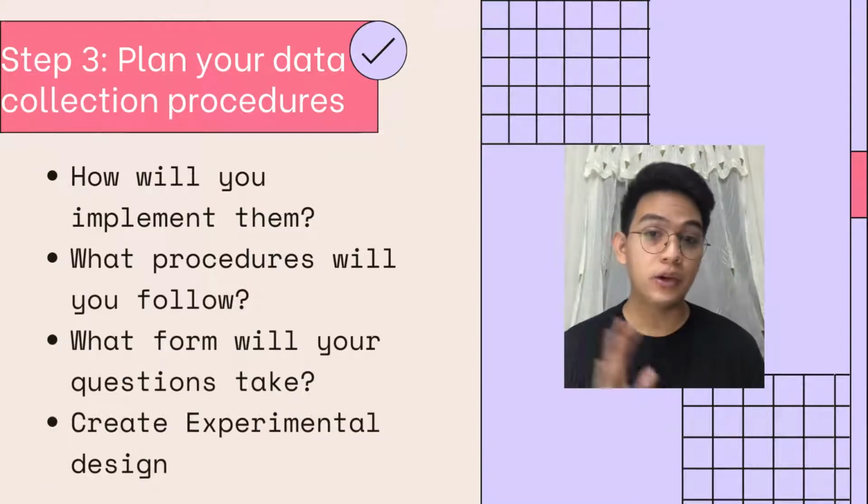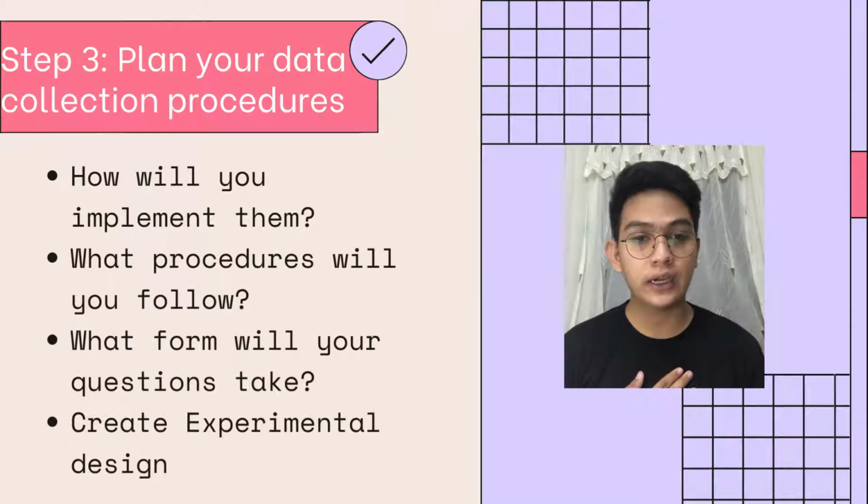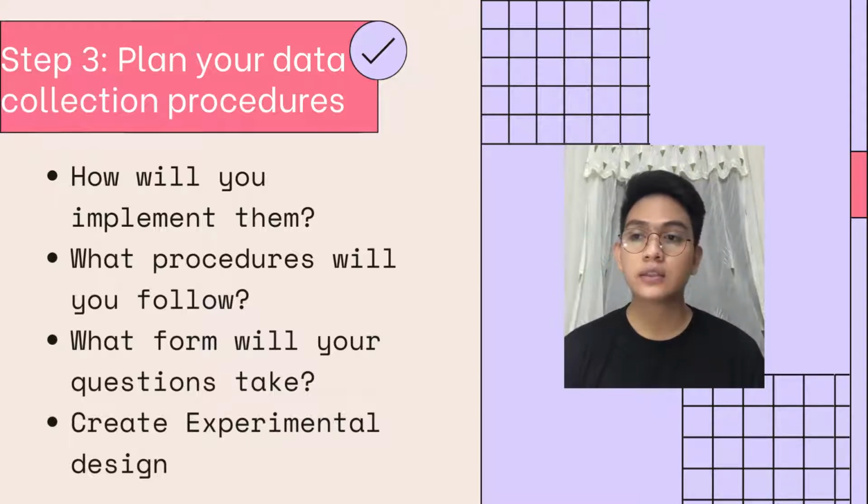Hello everyone, I am Ruben Ray Igaro III and I will be discussing step number 3, which is to plan your data collection procedures. Now, when you already have what methods you will be using, you will then need to exactly plan how you will be implementing them. And you will also need to consider what procedures you will follow in order to make accurate observations or measurements of the variables that you are interested in.